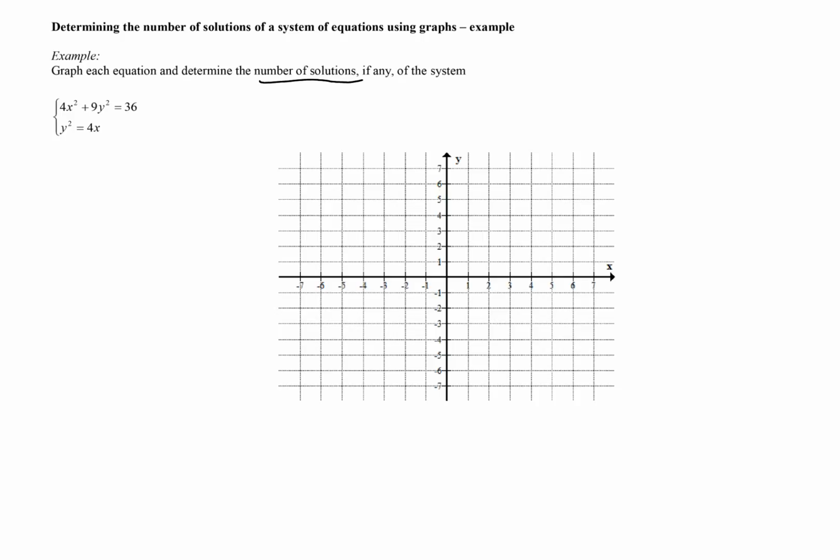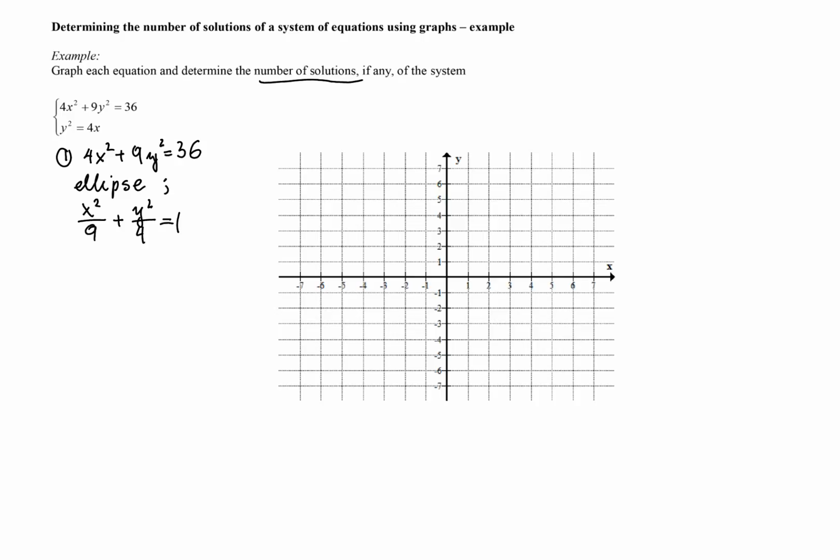In our example, the first equation is the equation 4x squared plus 9y squared equals 36. This equation has two variables, both of them are squared and the coefficients are positive. Therefore, this is an ellipse. We should be able to recognize the equation of the ellipse. If we write it in the standard form by dividing both sides by 36, we'll get x squared over 9 plus y squared over 4 is equal to 1.